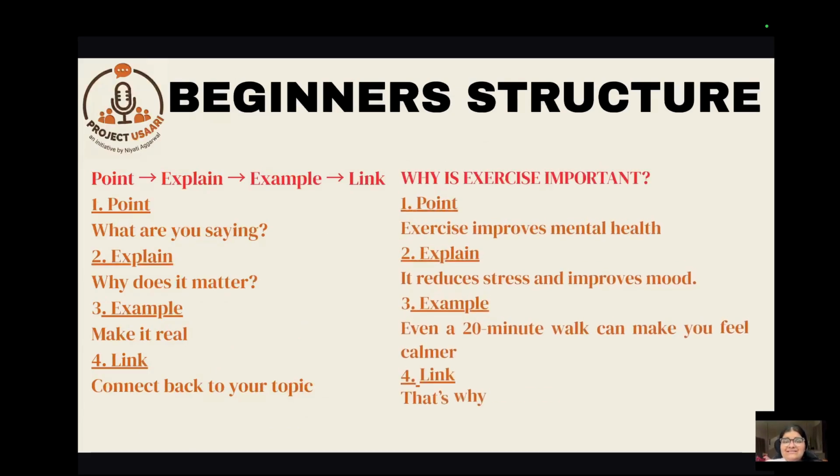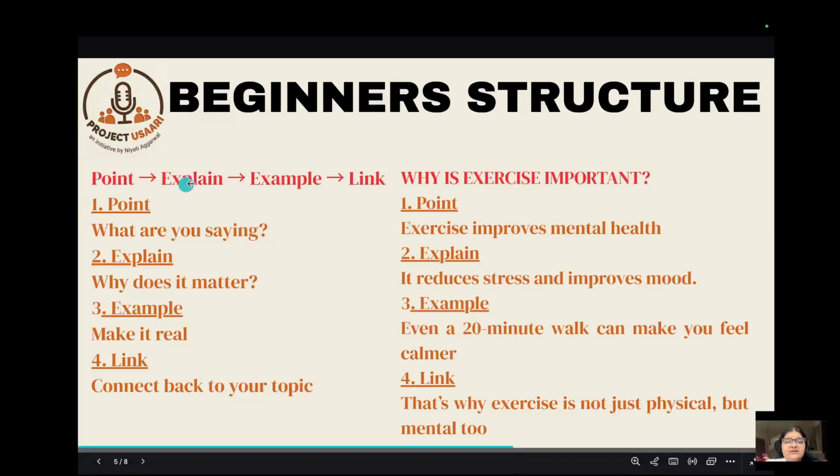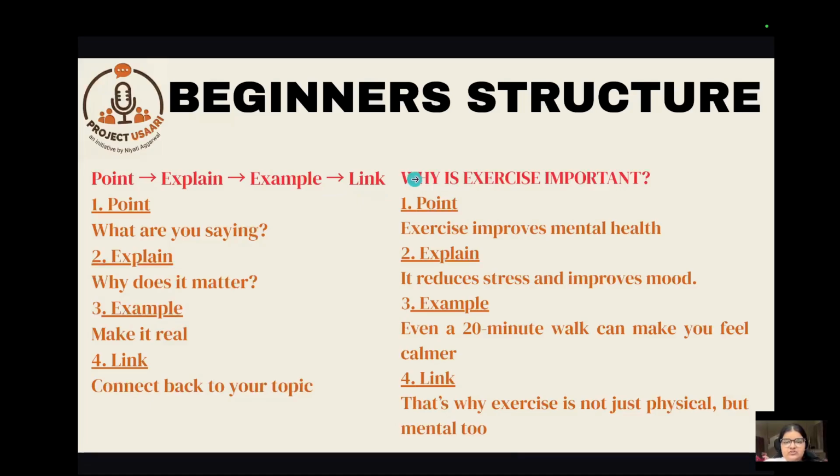Now, this is one of the most important slides here, a beginner's structure. What you see here is a very, very basic structure, right? So a point, that is a simple line of what you are saying. What do you want to tell? Then explain that point. Why does it matter?